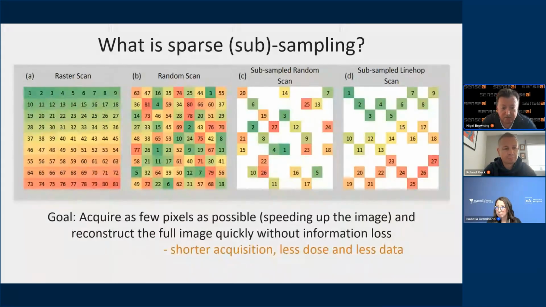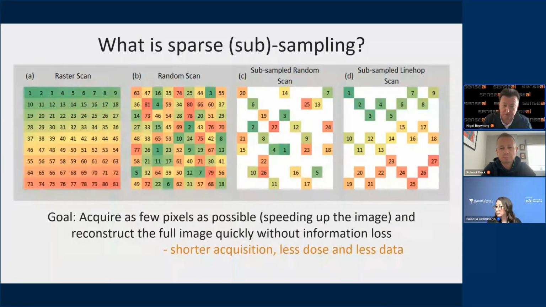Now, you can think about how you might randomize that scan, which is, instead of having a raster scan, to just do random points. And then you can think about, well, maybe we can actually not take all of those points, and then you can do a subsampled or a sparsely sampled random scan, where you take points as shown in part C on the slide that's here. Now, in a lot of microscopes, there are hysteresis issues associated with the scan, and so it's easier to do a random walk than it is to do a complete random scan, and that's what we have shown in this line hop scan at the end.